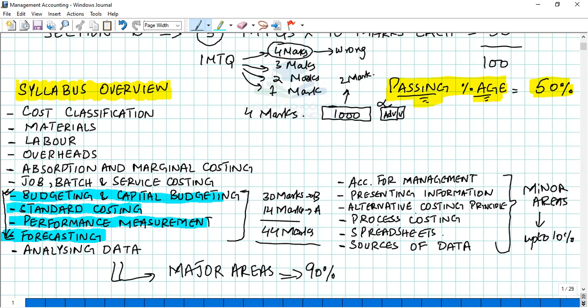Now the minor areas are accounting for management, presenting information, alternative costing principles, process costing, spreadsheet, and sources of data. Most of these minor areas are just reading based. There is nothing much conceptual in them. You just have to go through them and read them. That's it. So I have given you the breakdown of the course, and you have to plan things accordingly.